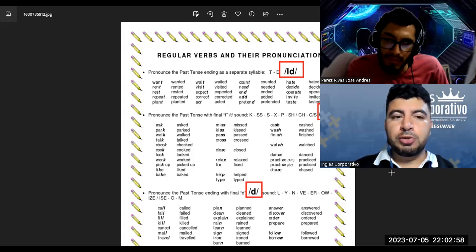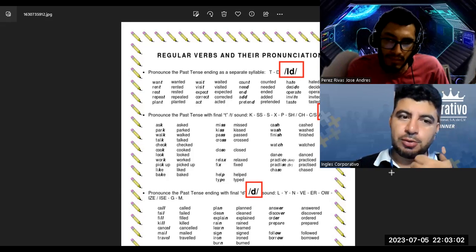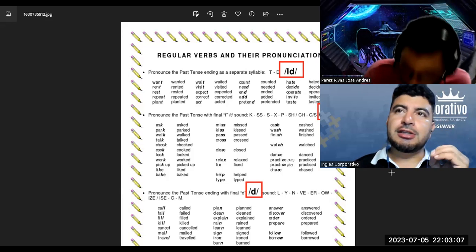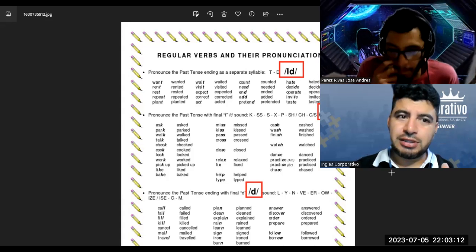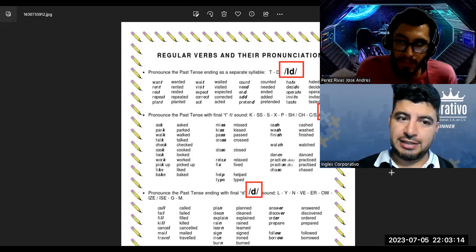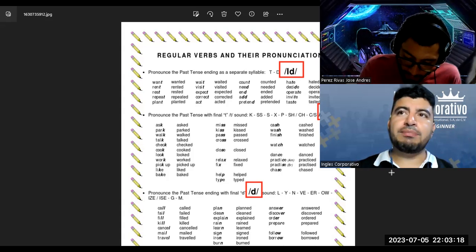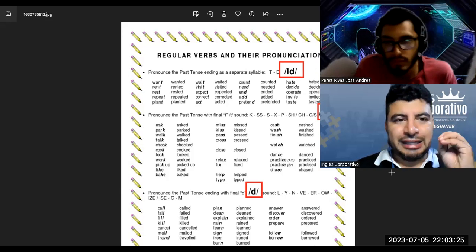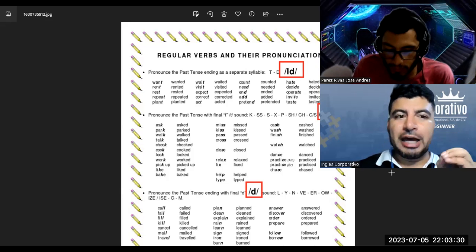How? I'm going to show you three ways in which you can practice. Number one is to look for songs that talk about past events. There are a lot of songs that talk about past events, and you can Google that. You can look for the top 100 or top 10 of songs that talk about past events, and in that way, you can learn a lot of verbs.